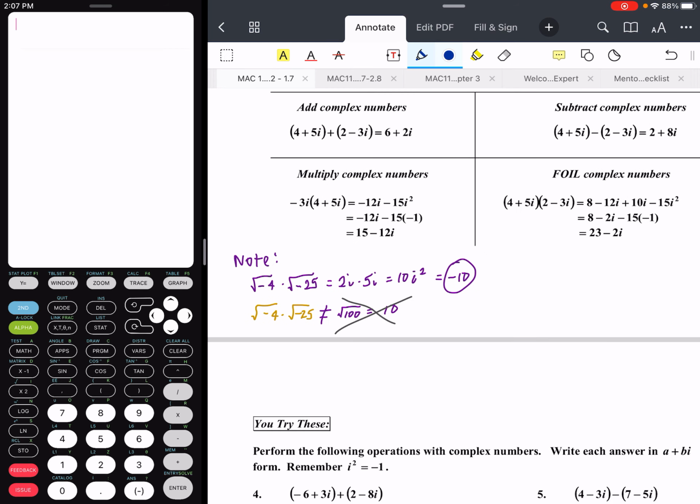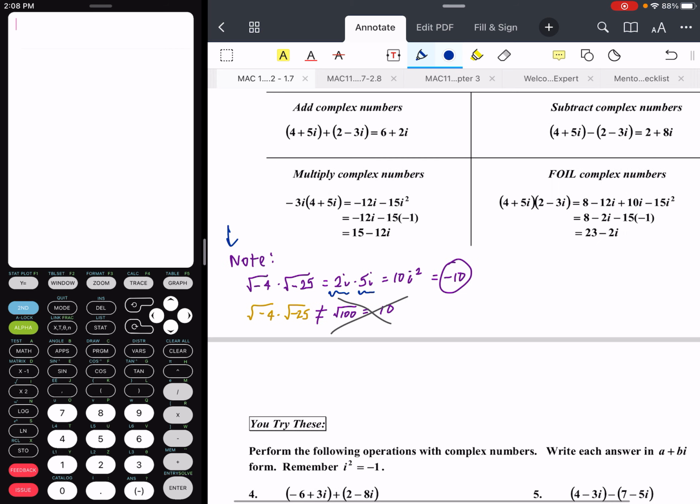Here's the reason. If we go down just to this little side example, I just want to point out, if you're asked to multiply, for example, square root of -4 times square root of -25, first pull out your i, right? So that would be i square root of 4 times i square root of 25, which simplifies to 2i times 5i. 2 times 5 is 10, and then i times i is i squared. And then that i squared turns into a -1, giving me -10.